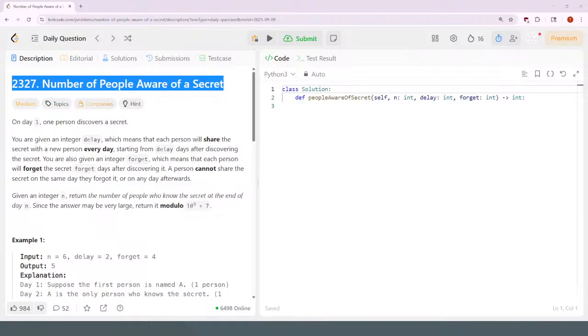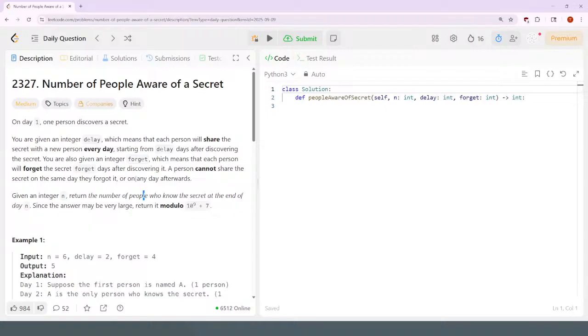Okay, let's do this. It's going to be a medium: number of people aware of a secret. On day one, one person discovers a secret. You're given an integer delay, which means that each person will share the secret with a new person every day, starting from delay days after discovering the secret. You're also given an integer forget, which means that each person will forget the secret forget days after discovering it.